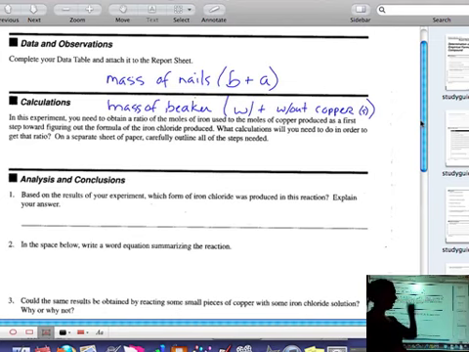But think about what I was explaining with the single replacement. The mass of nails before and after tells us how much iron went into the reaction to make iron chloride. And the amount of copper tells us how much copper got kicked out and was left as a solid in the bottom of that beaker. So we should have really 4 sets of data to work with.